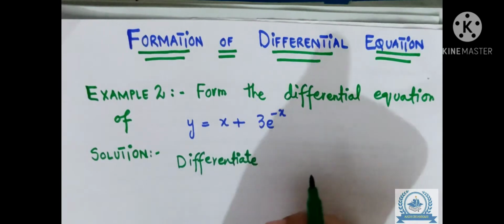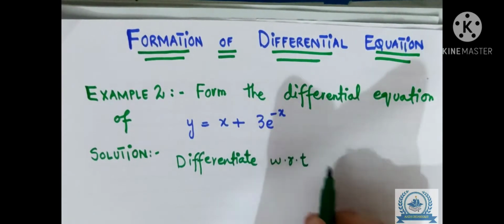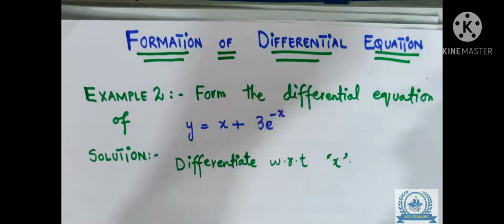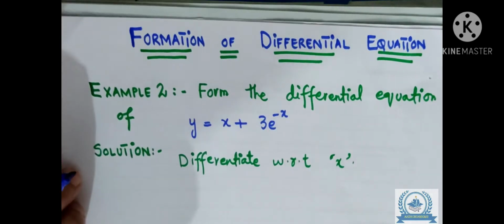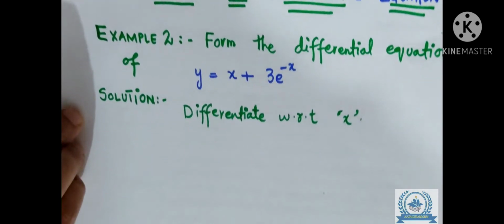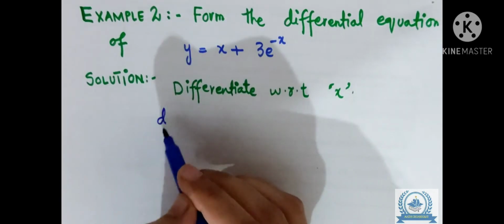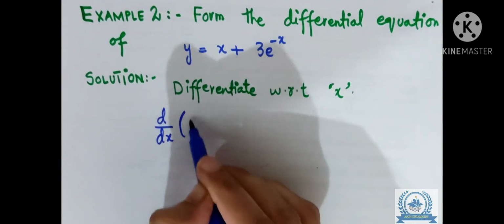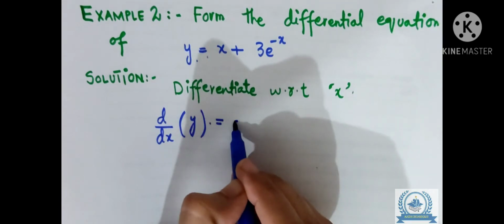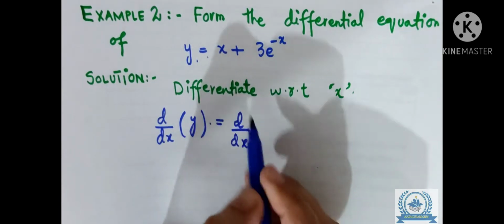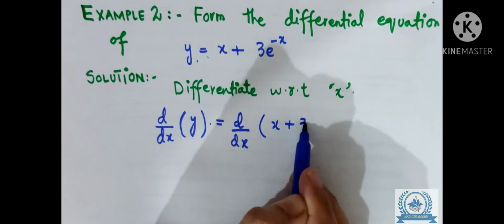What first we're gonna do is we will differentiate the equation with respect to x. So I have d over dx of y is equal to d over dx of x plus 3e power minus x.